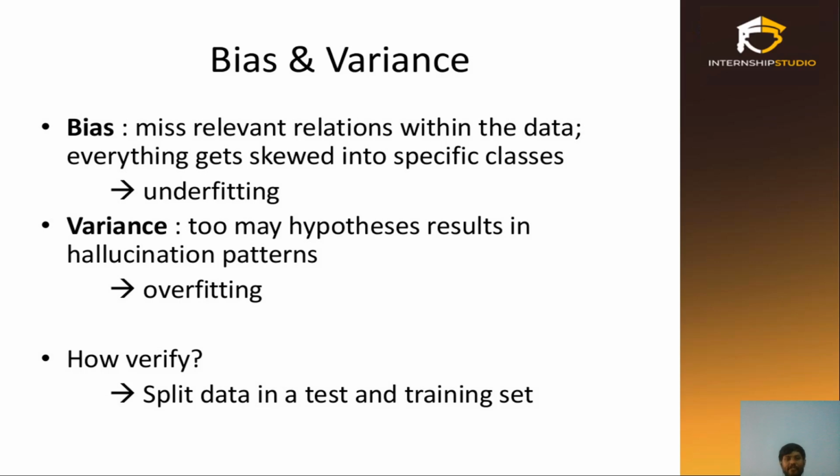So how are we verifying this bias and variance? Once we have the data set, we divide our data set into training and testing data sets, and we train on the training data set. Once the training is done, we test our model using this testing data.